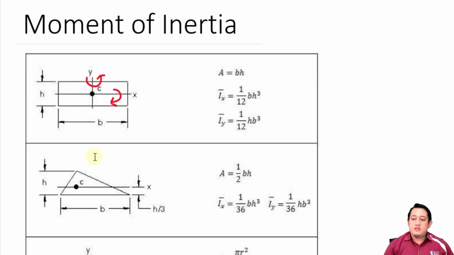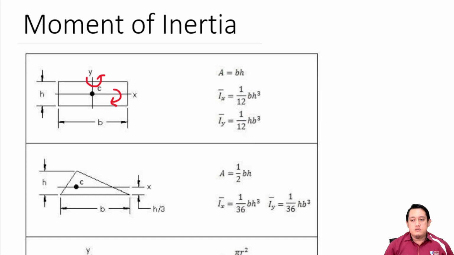And for a different shape like a triangle, semicircle and also a circle, the equation will be different. So the Ix bar for a rectangle is 1 over 12 BH cube, and for a triangle it is different, 1 over 36 BH cube. Therefore, when we want to calculate the moment of inertia, make sure we choose the correct equation.